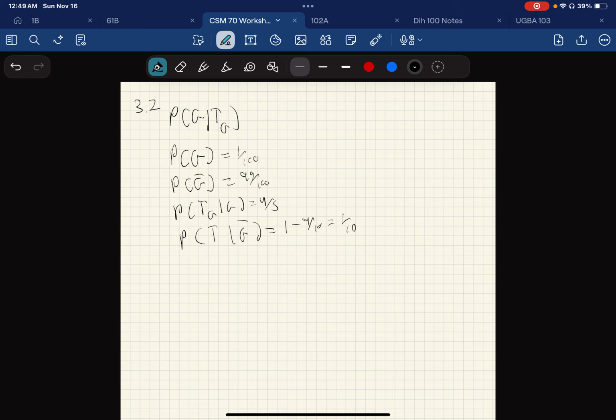And let me read that. We know that 1 out of 100 have committed the crime, and the test indicates that a person is guilty. What is the probability that they're guilty?